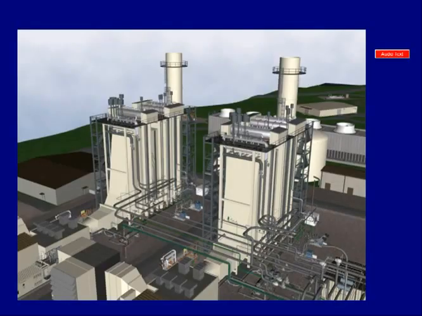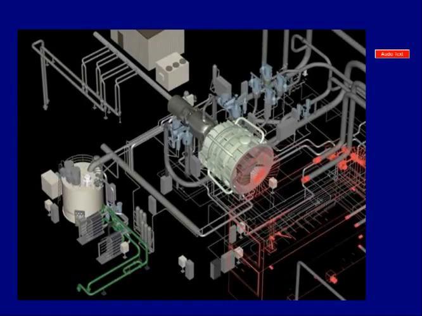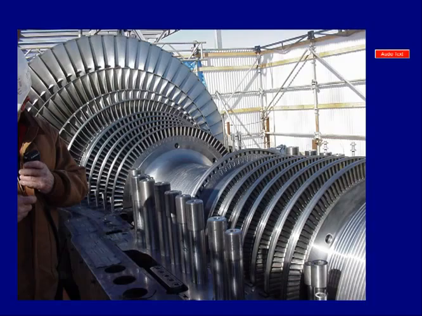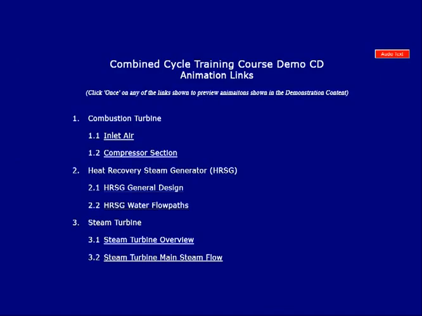This demo CD provides portions of interactive training programs for combined cycle power plants. These materials can be purchased in generic format or altered to utilize specific plant equipment models. Detailed 3D models have been created for use within this course. Click on any of the links listed below to preview animations that have been created from these 3D models.